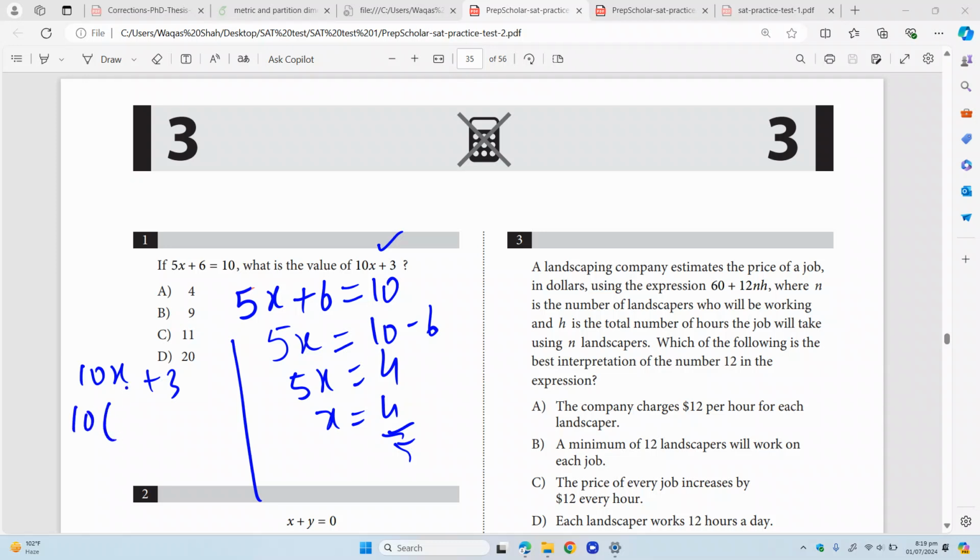then 10 times x, we can plug x with 4 by 5, right? So 10 times 4 by 5 plus 3, we can cancel 5 with 10, so 2. Okay, so 2 fours are 8 plus 3, 11. 8 plus 3 is equal to 11. So C is the correct option.